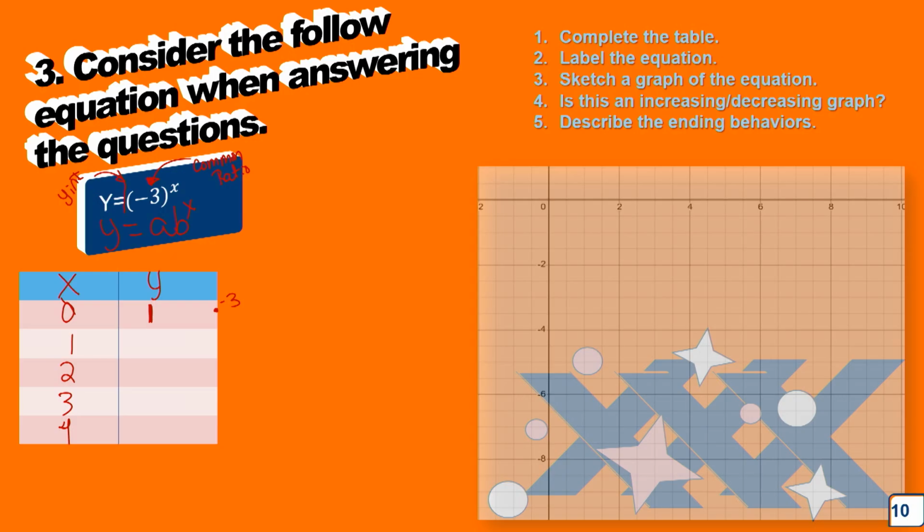So let's go ahead and multiply by that negative 3. So 1 times negative 3 is negative 3. Then I'm going to multiply by that common ratio again and get a positive 9. Multiply by that negative 3 and get a negative 27. Multiply by that negative 3 and get a positive what? Let's pull our calculator out. So I've got negative 27 times a negative 3, and I get a positive 81.